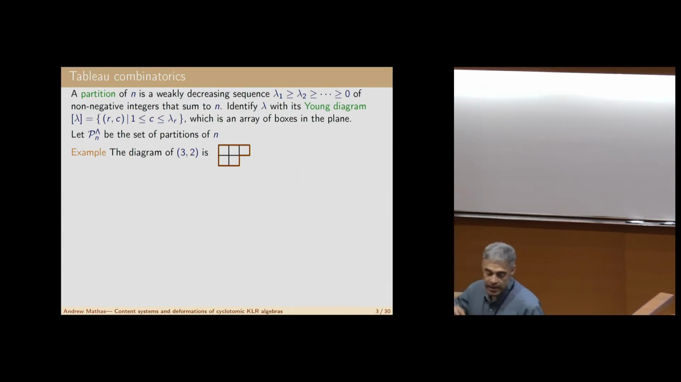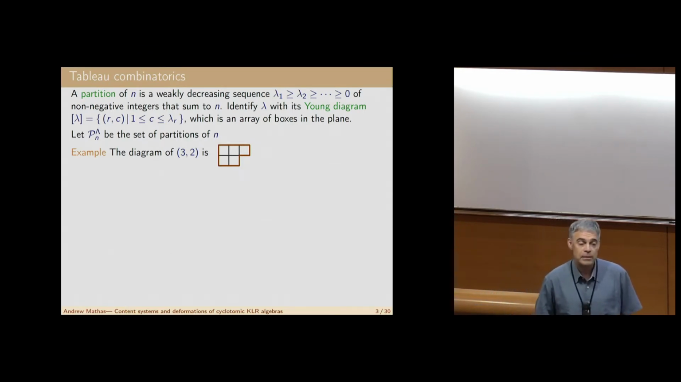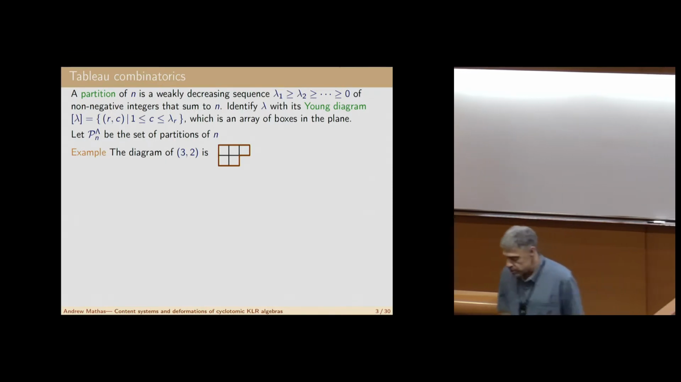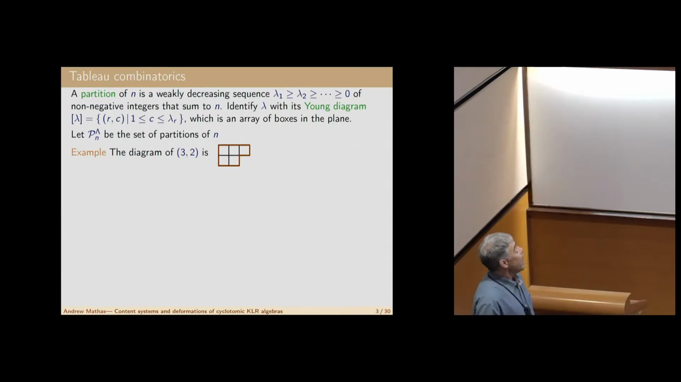For the KLRs upstairs, they have a nice faithful polynomial representation, so they're quite easy to understand, but the cyclotomic quotients are actually quite tricky to play with. And the approach that I'm going to take is going to give us some information about what happens in type C, and give us more information about type A as well.